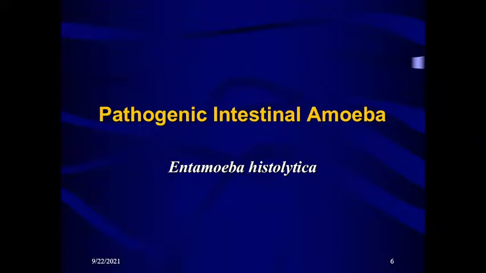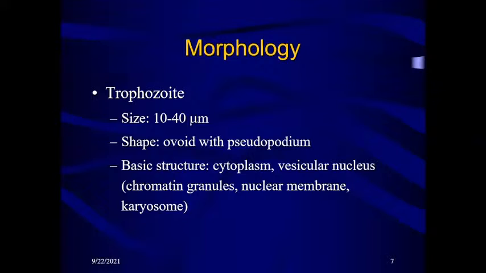The most important pathogenic intestinal amoeba is Entamoeba histolytica. The trophozoite is the infectious type. They are usually 10 to 40 micrometers in diameter. The shape is ovoid with pseudopodium. The basic structure, as we say, the cytoplasm, vesicular nucleus, with chromatin granules and nuclear membrane and karyosome.